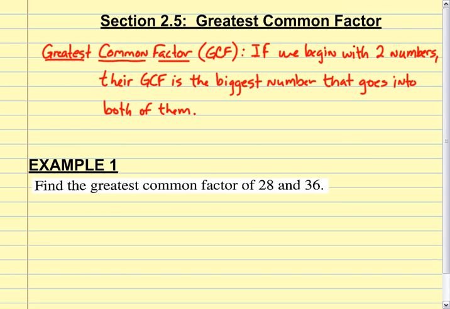For instance, the numbers 6 and 12. 2 goes into both of them, but that's not the greatest common factor. 3 goes into both of them, but that's not the greatest common factor. 6 goes into both of them. That is the greatest common factor. The greatest common factor is the biggest number that goes into both of them.